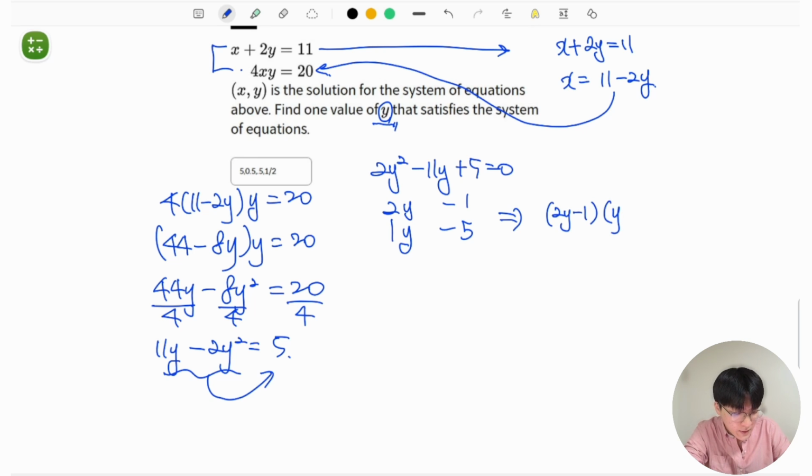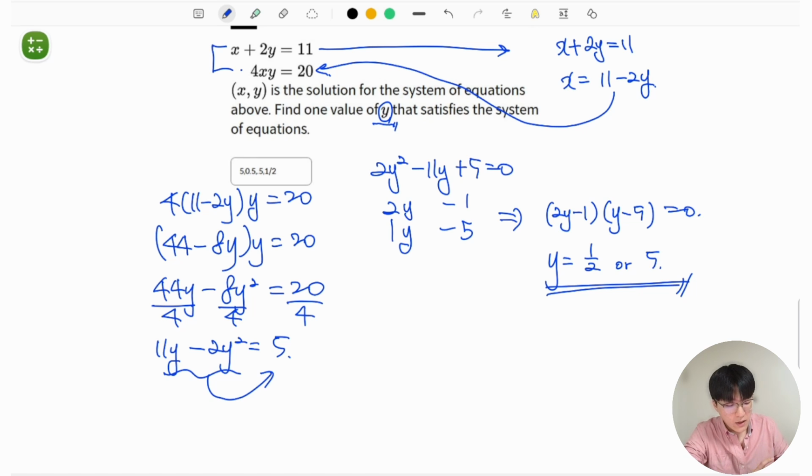We can factorize it and get this, and therefore get that y is equal to either 1/2 or 5. Now, just to explain, 1/2 can go in as 1 divided by 2, as shown here, or you can plug in 0.5, all of which are viable answer choices.